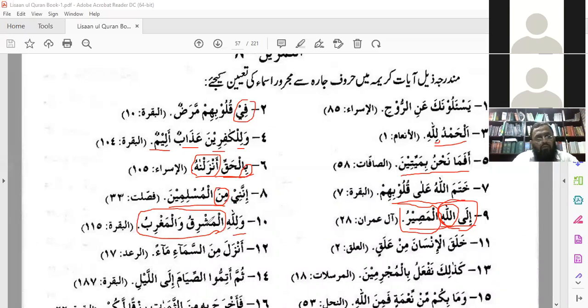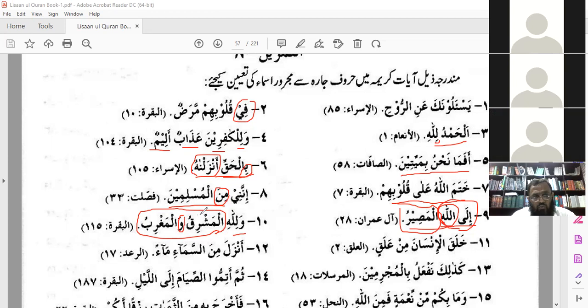Al-mashriqu wal-maghribu: mashriq and maghrib is its khabar. Mubtada mu'akhar. Al-mashriqu matuf, and the maghrib is matuf alayh. It's a conjunction in English. Mubtada mu'akhar with its khabar muqaddam, that is shibh jumla, becomes jumla ismiya khabriya. Right? Okay.